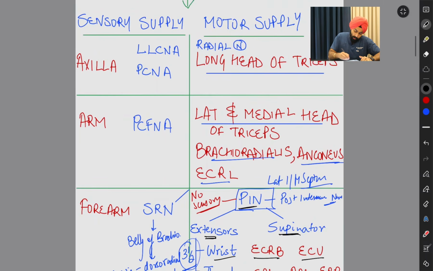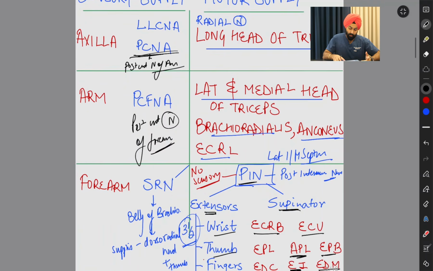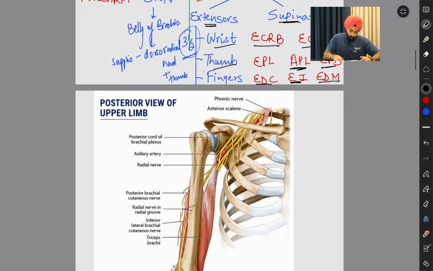In the sensory part, this is the thing. The sensory part is supplied by the posterior cutaneous nerve of the arm, and similarly the posterior cutaneous nerve of the forearm. So these are the sensory components of the radial nerve.